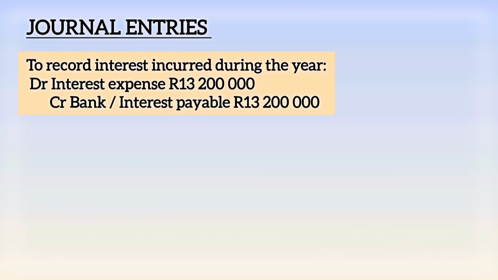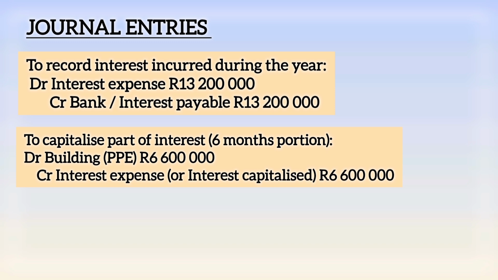Okay, so if you were required to do journal entries, the first journal entry you do, you recognize the interest expense incurred for the year. You debit interest expense 13,200,000. You credit bank or interest payable, depending whether interest has been paid or not, by 13,200,000. The second entry, you are recording the interest capitalization. You debit your asset, debit building 6,600,000. You then credit interest expense or interest capitalization by 6,600,000.